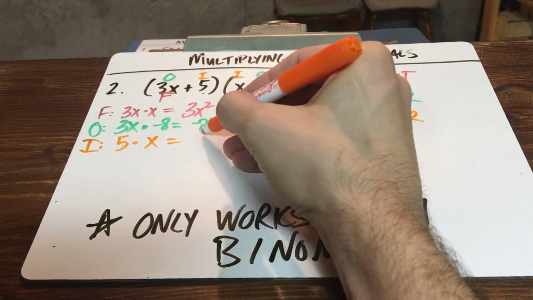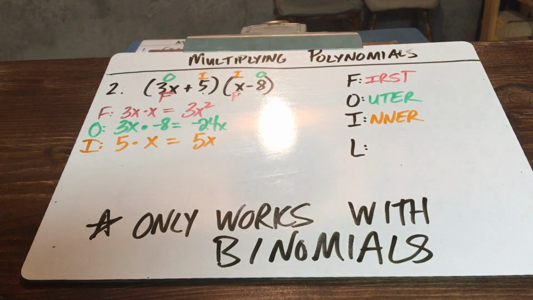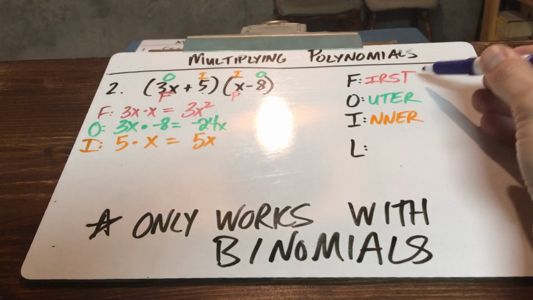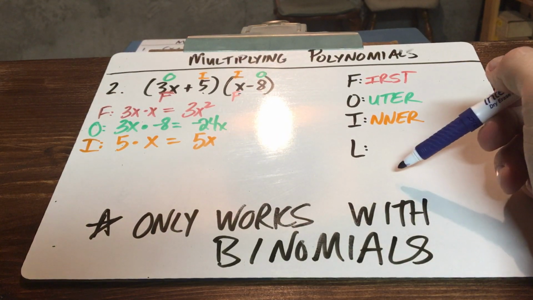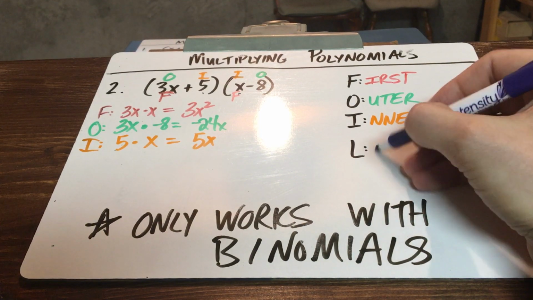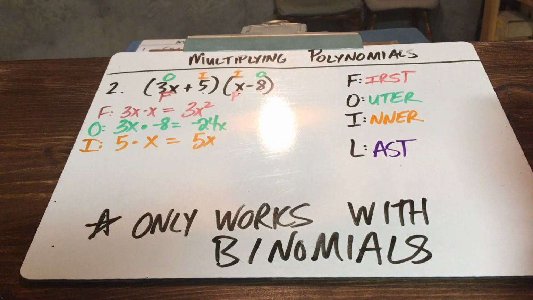So 5 times x, that's just 5 x's. Not too difficult on that. And then the only one we have left is the letter L. If F stood for first, you can probably guess what L stands for. L stands for last. And it's not the last part of the question, it's the last part of each parentheses.